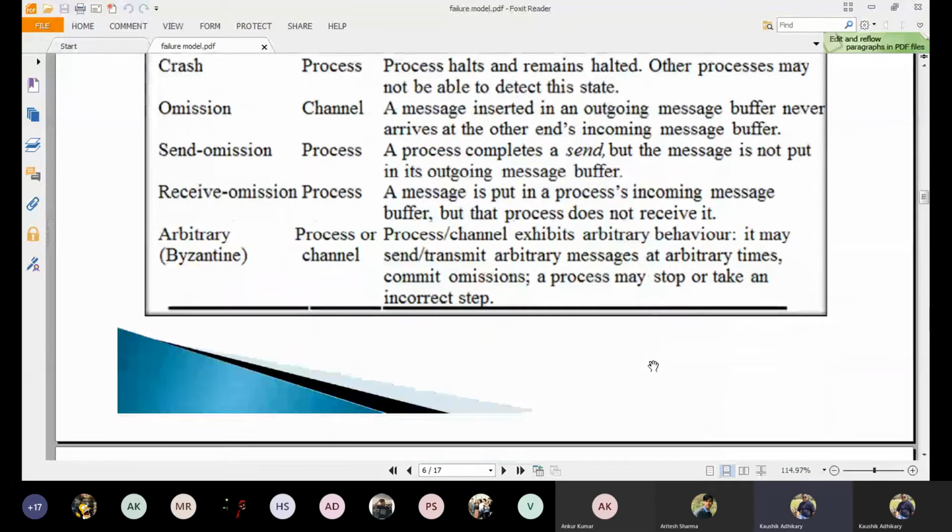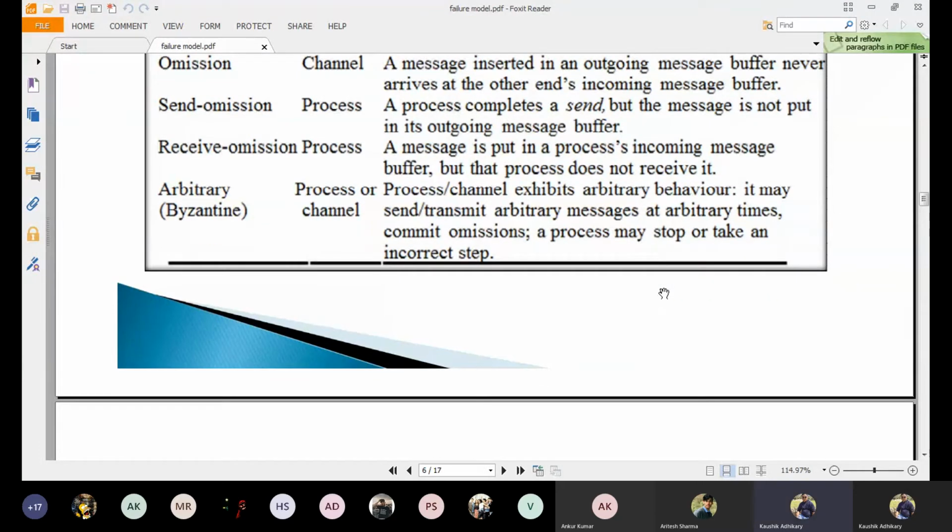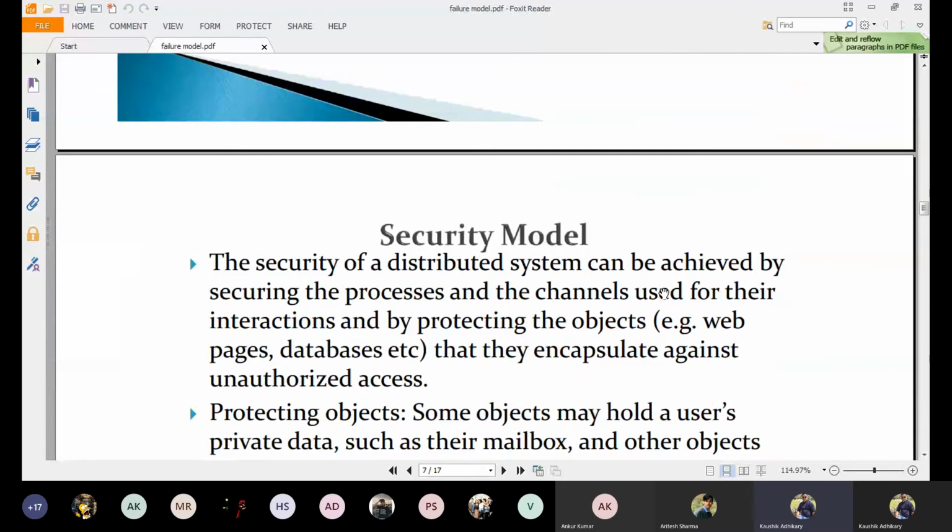Next, we have the arbitrary or Byzantine failure, which affects the process or channel, in which the process or channel exhibits arbitrary behavior. It may send or receive arbitrary messages at arbitrary times, and commit omissions. A process may stop or take an incorrect step. It means a receiver may send an incorrect response. So these were the different failure models.